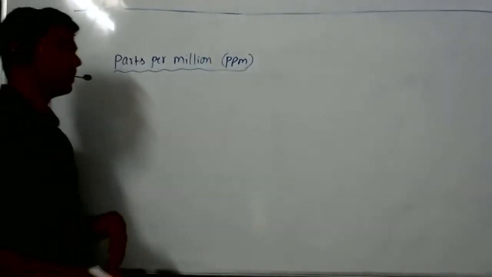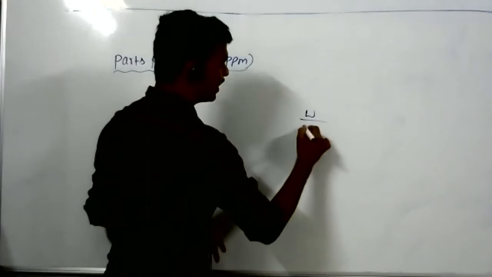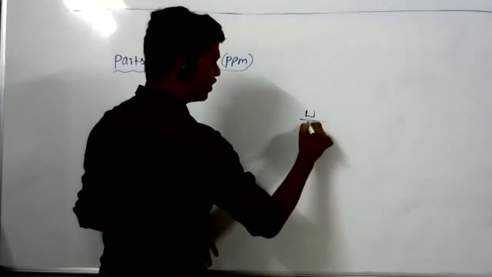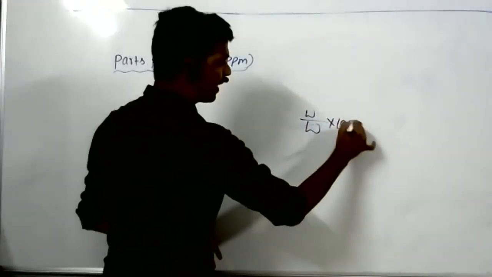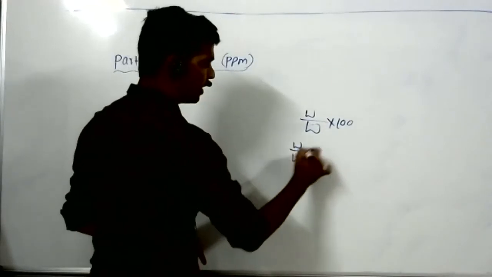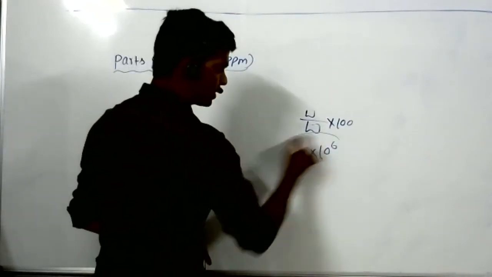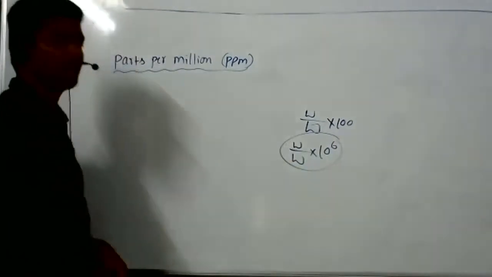Okay, very easy, ppm. In weight percentage, we wrote W by W, the weight of solute over the total weight of solution, into 100. The same here, only we are writing W by W into 10 power 6. That's the difference. Here 100, here we are taking 10 power 6.